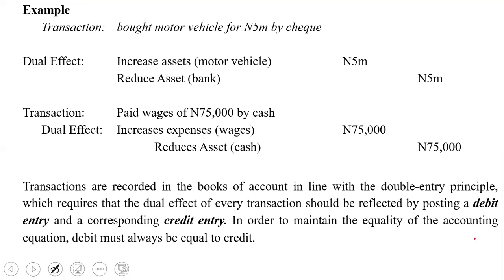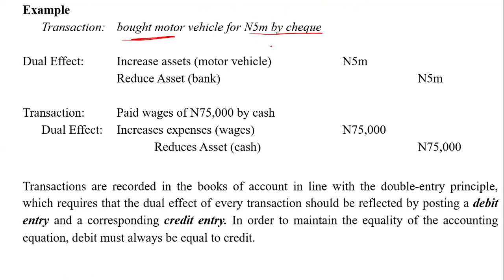For example, here we are told, bought motor vehicle. Now you are told that you bought a motor vehicle. Let's break this down. Bought motor vehicle, for what? You can see the transaction there: for 5 million by cheque. 5 million by cheque. Now let's look at all these. As we have said, we have looked at all this.